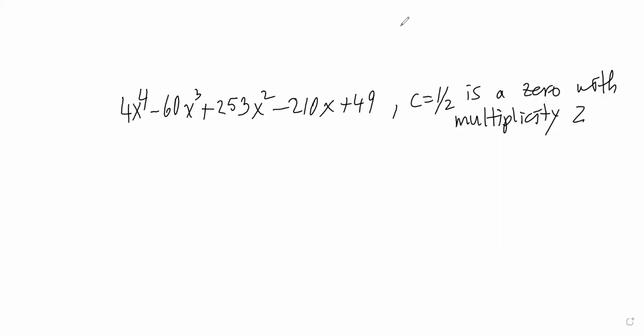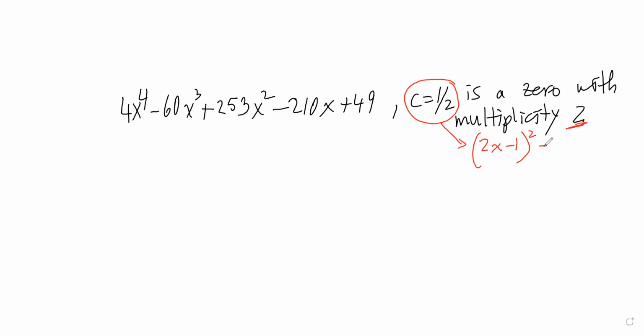Okay, so this is a 0, right? So when I'm given a 0, I can just build a factor. This factor should be (2x minus 1), and it has a multiplicity of 2. That means the power is going to be 2, because it's going to repeat twice.